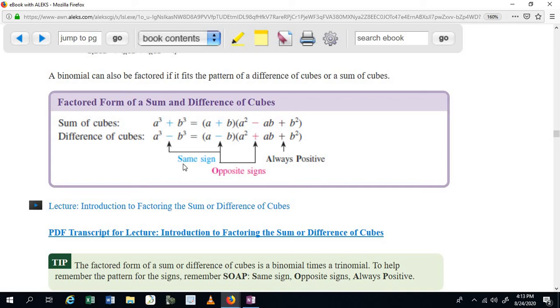And so you can remember that by remembering SOAP, S-O-A-P. Same sign, opposite sign, always positive. Same sign, opposite sign, this one's always positive. Okay, so that's a good way of remembering the signs. And you can see the pattern is the same. A, B, A squared, AB, B squared. It's just a matter of remembering the signs. So just remember SOAP to remember the signs.